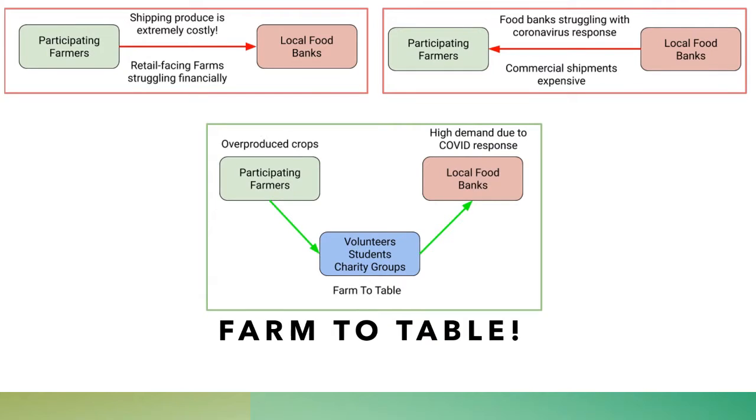So participating farmers could give this extra produce to food banks accepting fresh produce, or food banks could work to buy shipments directly from farms, but transporting produce is expensive. The farming industry is already in trouble due to the low sales, and food banks are struggling with the current COVID response. This is where we step in, offering a service to connect participating farmers, volunteers, and local food banks.